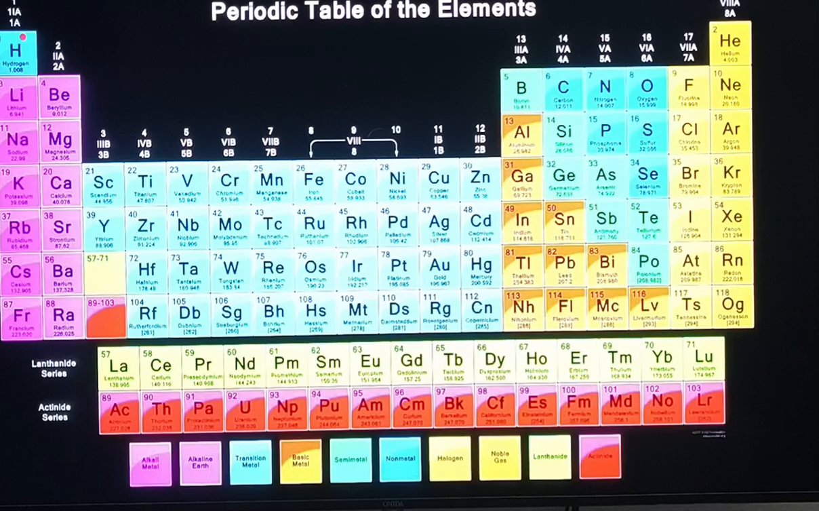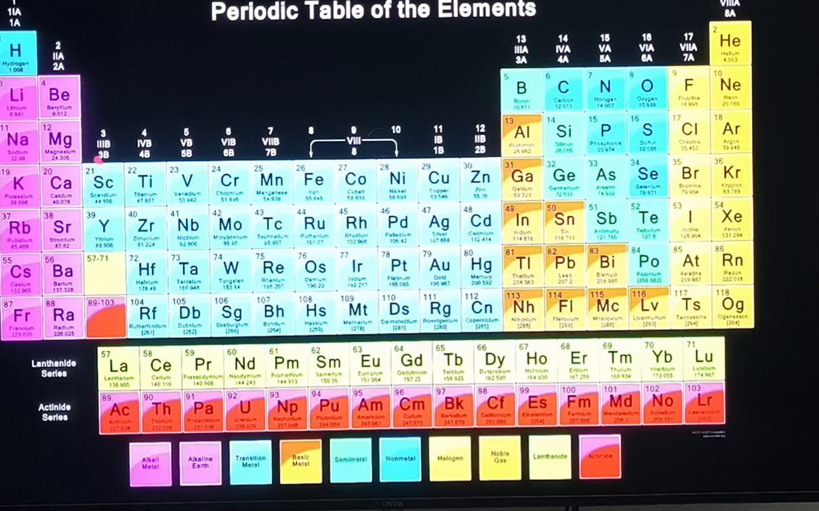Group 1 is the alkali metals. Why are they called alkali metals? Because they dissolve in water to give an alkali with pH greater than 7. Similarly, group 2 is called alkaline earth metals because they are found in the earth's crust, like calcium and magnesium, and they also dissolve in water to form alkali.